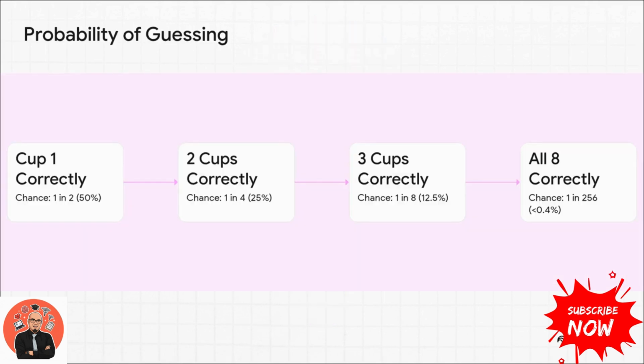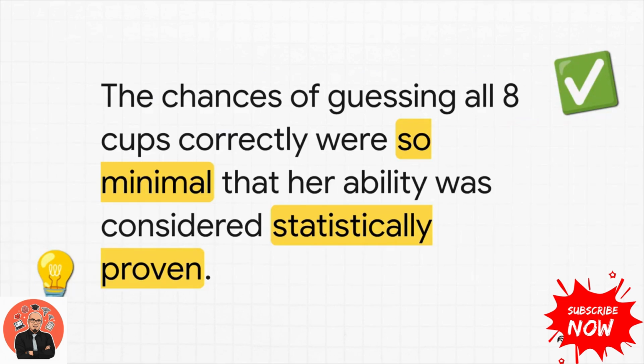Okay, let's break it down. For the very first cup, she has a 50-50 shot, 1 in 2. Totally plausible. To get the first 2 cups right just by guessing, those odds drop to 1 in 4. Still possible, but watch what happens. The odds start to plummet. By the time you get to all 8 cups, the chance of her guessing every single one correctly is just 1 in 256. That's less than half of 1%. And boom, that's the whole game.